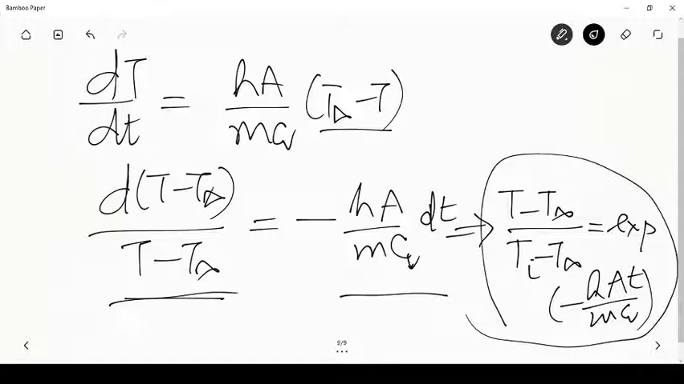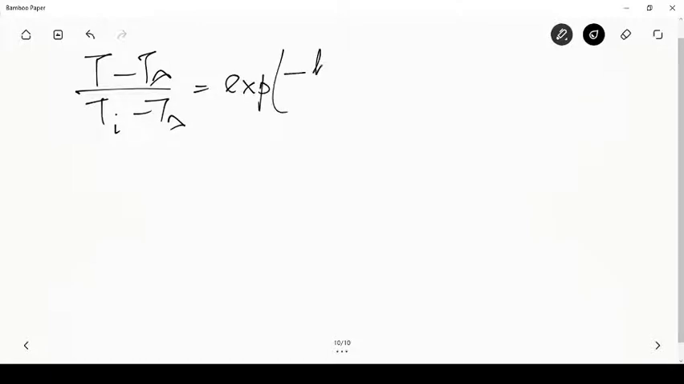Okay, so let's try to analyze this solution. T minus T infinity divided by T_i minus T infinity is equal to the exponent of minus h A_s divided by m c_v into t. Now this particular exponent has multiple interpretations. We can look at them in multiple possible ways. Let's try to look at them one by one now.